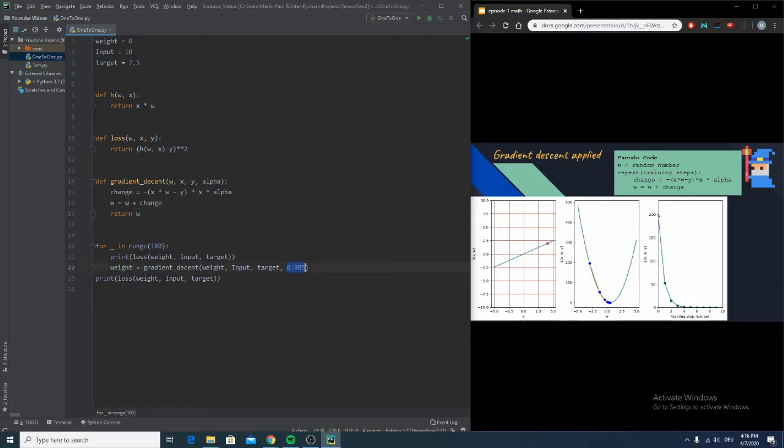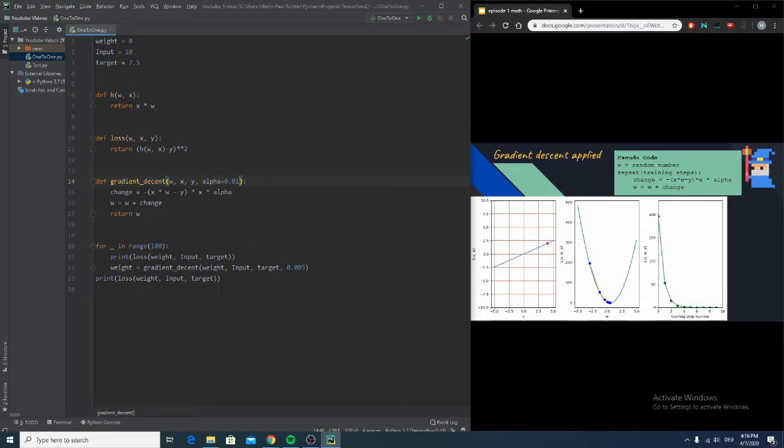Then we use a for loop to iterate. We print the loss function so that we see how well we're doing. And then we set weight equal to gradient descent of weight, input, target, and alpha, the learning rate, because that returns our w, which was changed proportionally to the derivative of the loss function. What you could probably do is have a default parameter like 0.01 or something. That would probably help.